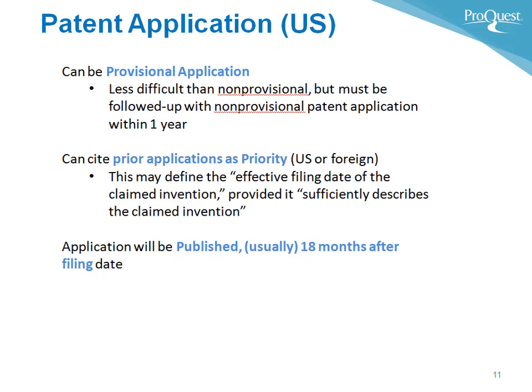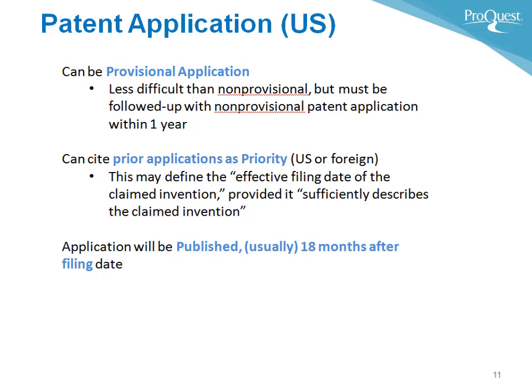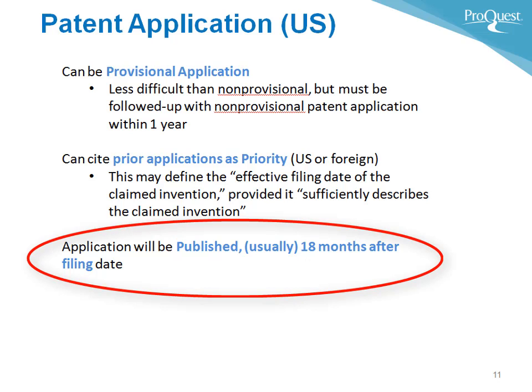In the US, for example, if you don't want to start out with a fully developed patent application, you can file what's called a provisional application. That's a little quicker and easier to prepare, and it sort of plants your flag. It proves that you had the idea. But if you start with a provisional application, you'll need to follow that up, I believe within a year, with a regular patent application. And it's usually about 18 months after your regular U.S. patent application is filed that it gets published as a pre-grant publication.